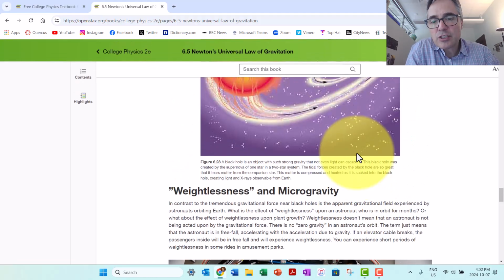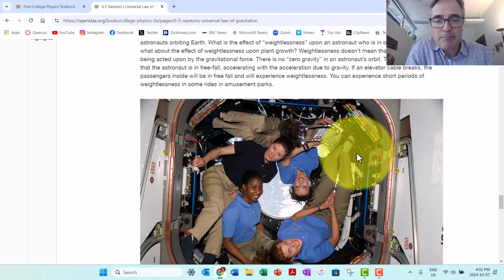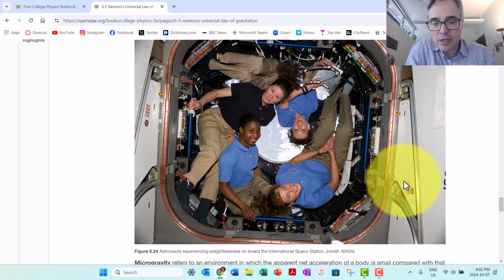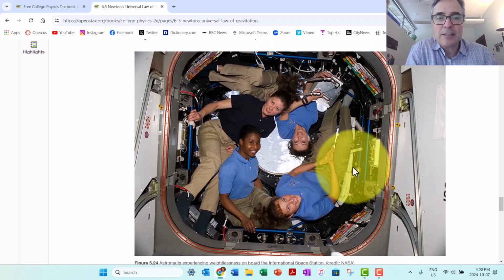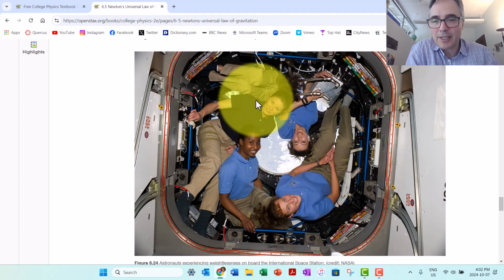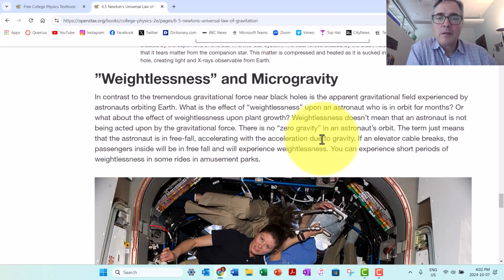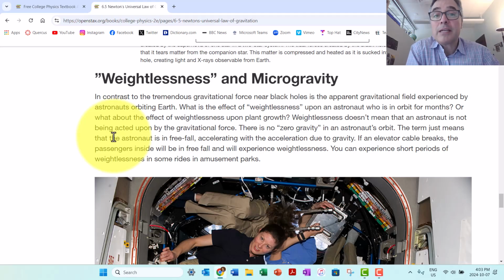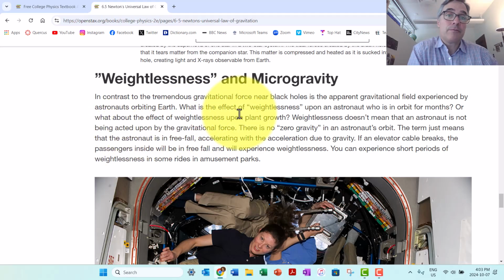And lastly, this section talks about weightlessness and microgravity. So here is a collection of astronauts on board the International Space Station. And you can see they're not experiencing gravity. Their hair is flying around and they can just float around the ship. But what's interesting, in low Earth orbit, like at the International Space Station, there is a force of gravity on these astronauts. Weightlessness doesn't mean that the astronaut is not being acted upon by the gravitational force.